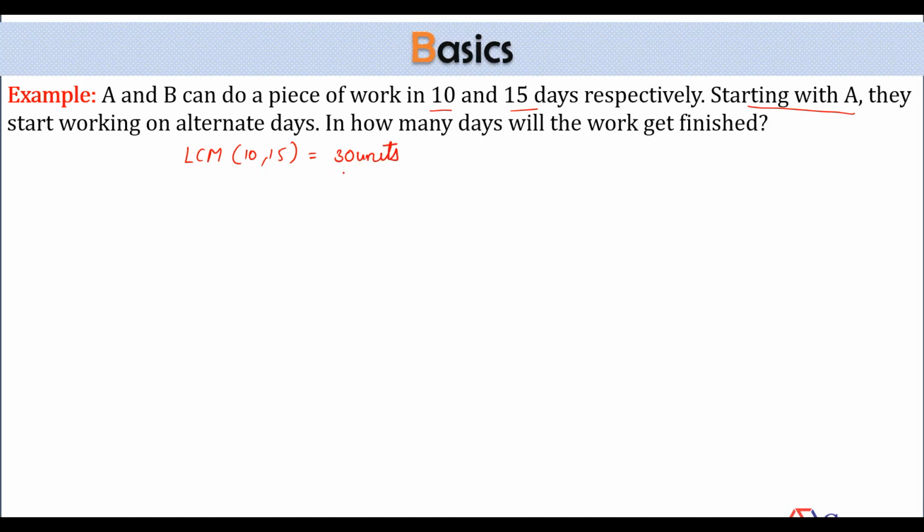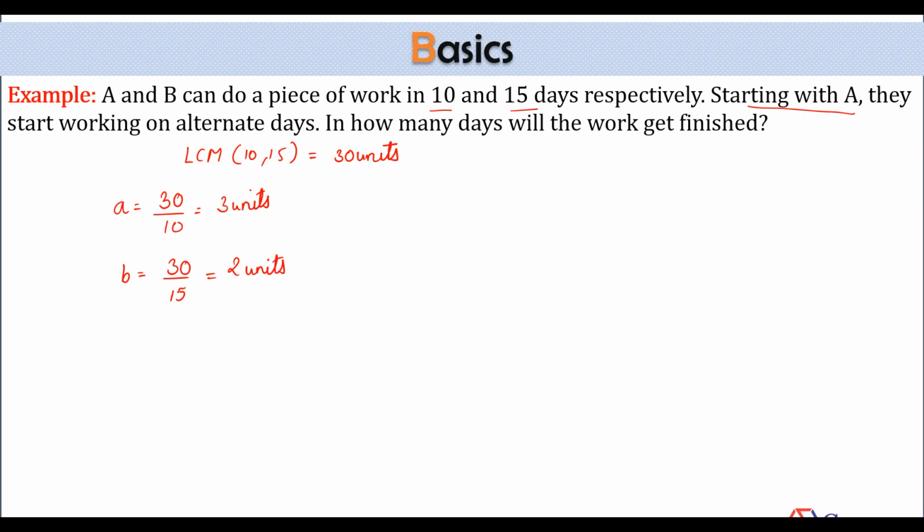Now A can do these 30 units in 10 days. So what is A's 1 day's work? I'll say 30 by 10, that is equal to 3 units. What's the work done by B in 1 day? 30 by 15, that is equal to 2 units.